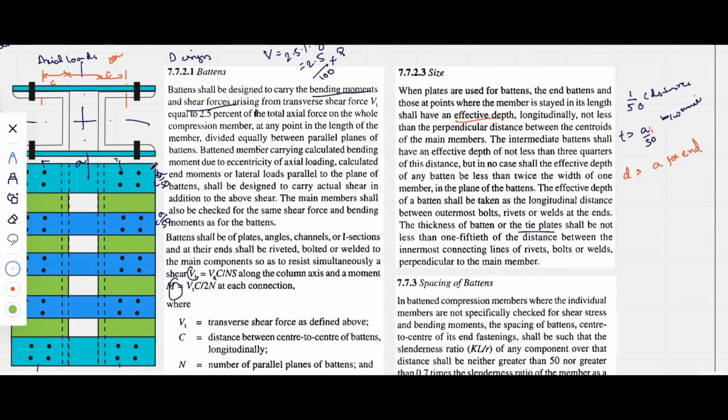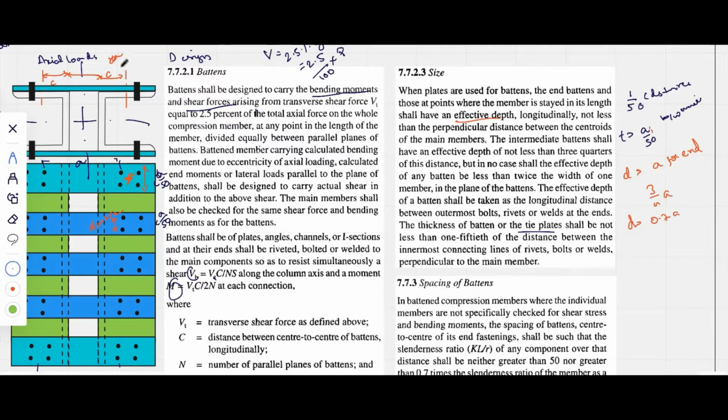For end battens, the minimum depth should be greater than A. And for intermediate battens, effective depth should not be less than 3 by 4 times of A, in the sense, 0.7 times of A. This is the effective depth, the distance between innermost bolts or rivets, D. Effective depth must be greater than 0.75 times of A.